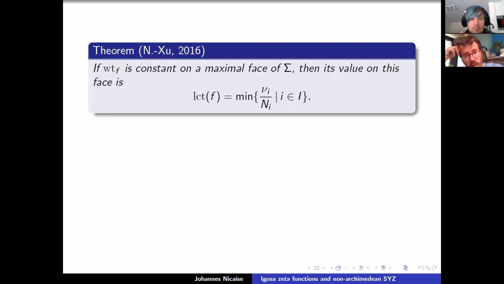And so now the precise formulation of the theorem is that if the weight function is constant on a maximal phase of sigma, then the value on this phase is the log canonical threshold of F, which is still equal to the minimum of the fractions nu_I over N_I, where I runs over the entire index set capital I.